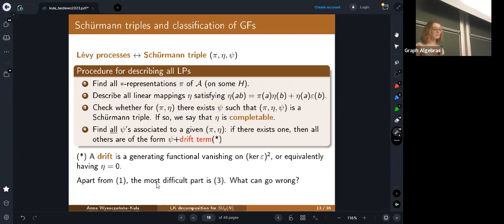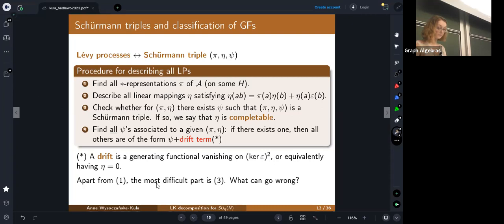And then if we want to really describe all possible Schürmann triples, then we will need to deal with some kind of freedom, namely any given generating functional can be associated to some given pair of a representation and a cocycle, but it can also be more general. We can add a drift term to it, and it will still be a generating functional. And a drift is a very easy generating functional that has associated cocycle 0. So if we want to do this procedure to describe Lévy processes for a given star-bialgebra, the most difficult part, apart from the representation theory, which can be tricky too, is point number 3.